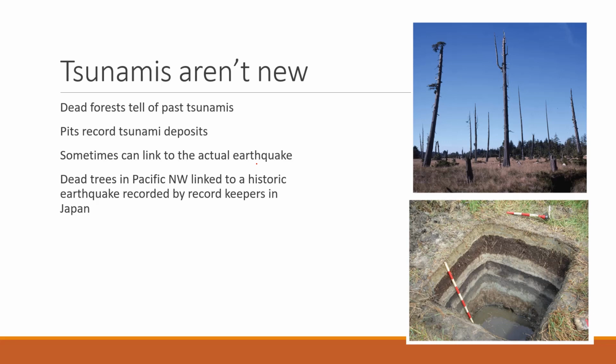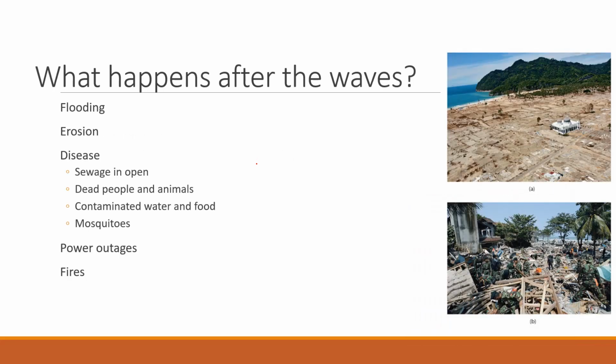We can see dead forests that tell the tales of past tsunamis, that the water just killed everything. We can also dig pits to see recordings of past tsunamis, similar to what they did with the earthquakes. And sometimes we can actually link these to a direct earthquake. So we can look at evidence of past tsunamis in the Pacific Northwest and find the earthquake in Japanese historical records that caused that tsunami, which is pretty cool.